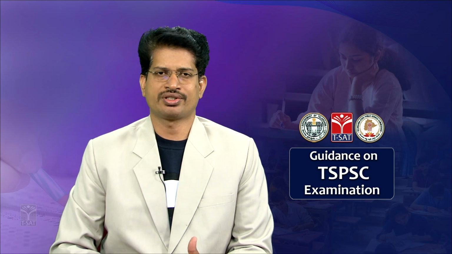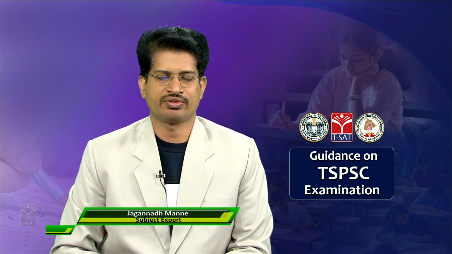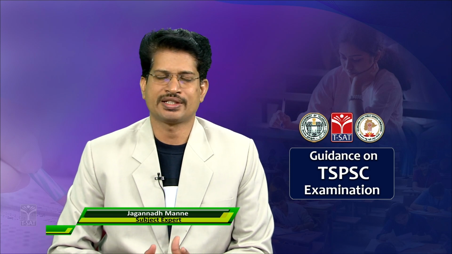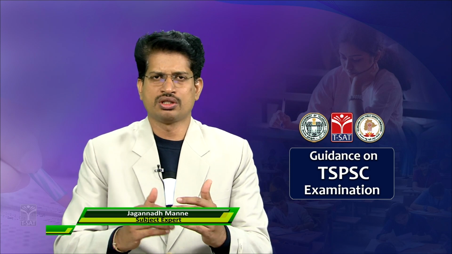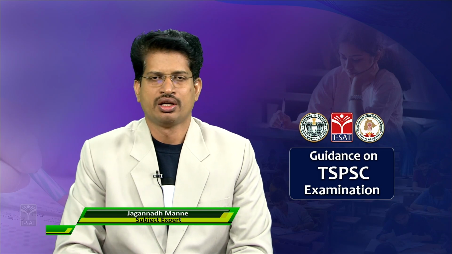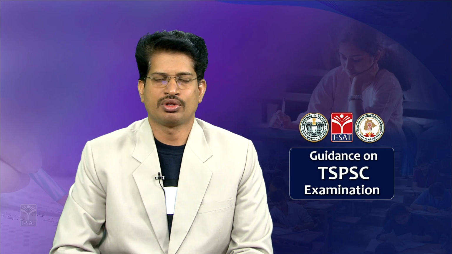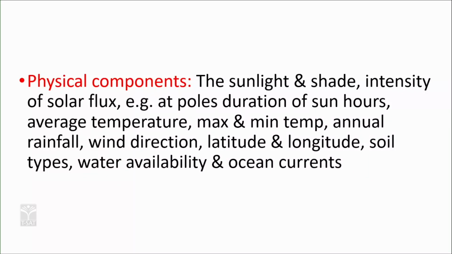For example, the different components of an ecosystem are classified into physical components, chemical components, biotic components, etc. So, in a question, they may ask you to differentiate a physical component and a chemical component. These are examples of physical components of an ecosystem: the sunlight, shade, the solar flux.